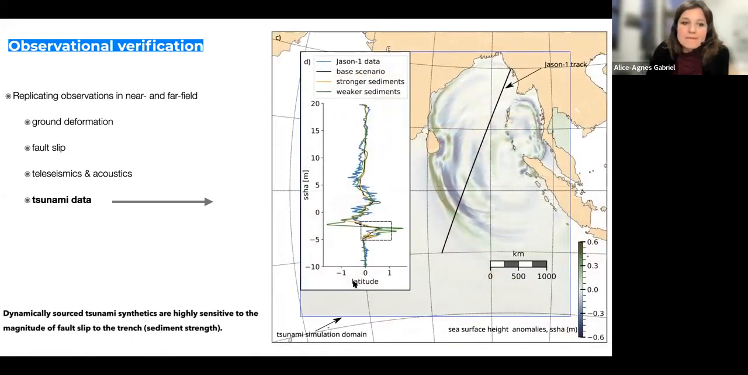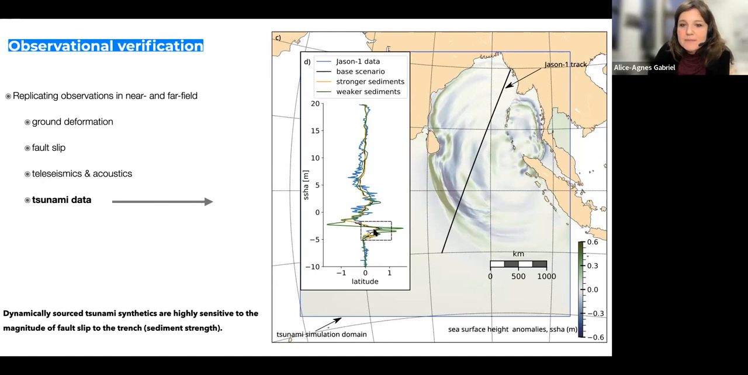And this is the plot from the paper, where we basically showed that dynamically sourced tsunami synthetics are very sensitive to the magnitude of fault slip to the trench, or the sediment strength, in these models. And in green, you have these high overshoots of the amplitudes from including weaker sediments in these models. And for stronger sediments, there's not such a large difference here, but there are other observables that don't match as well.